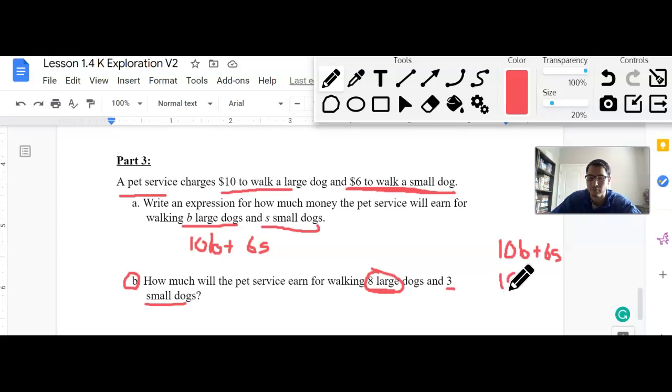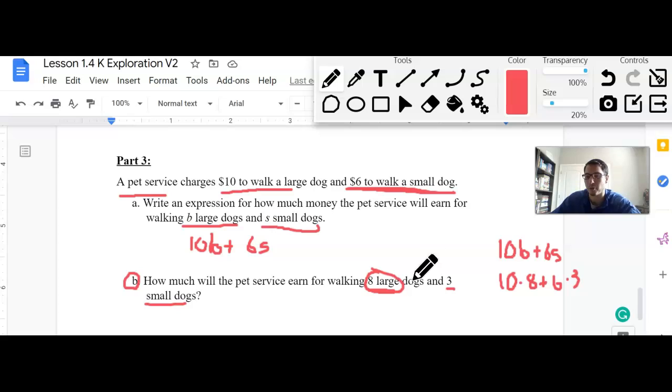10 times the number of large dogs, which is 8, plus 6 times the number of small dogs, which is 3. And that is our substitution into the algebraic expression.